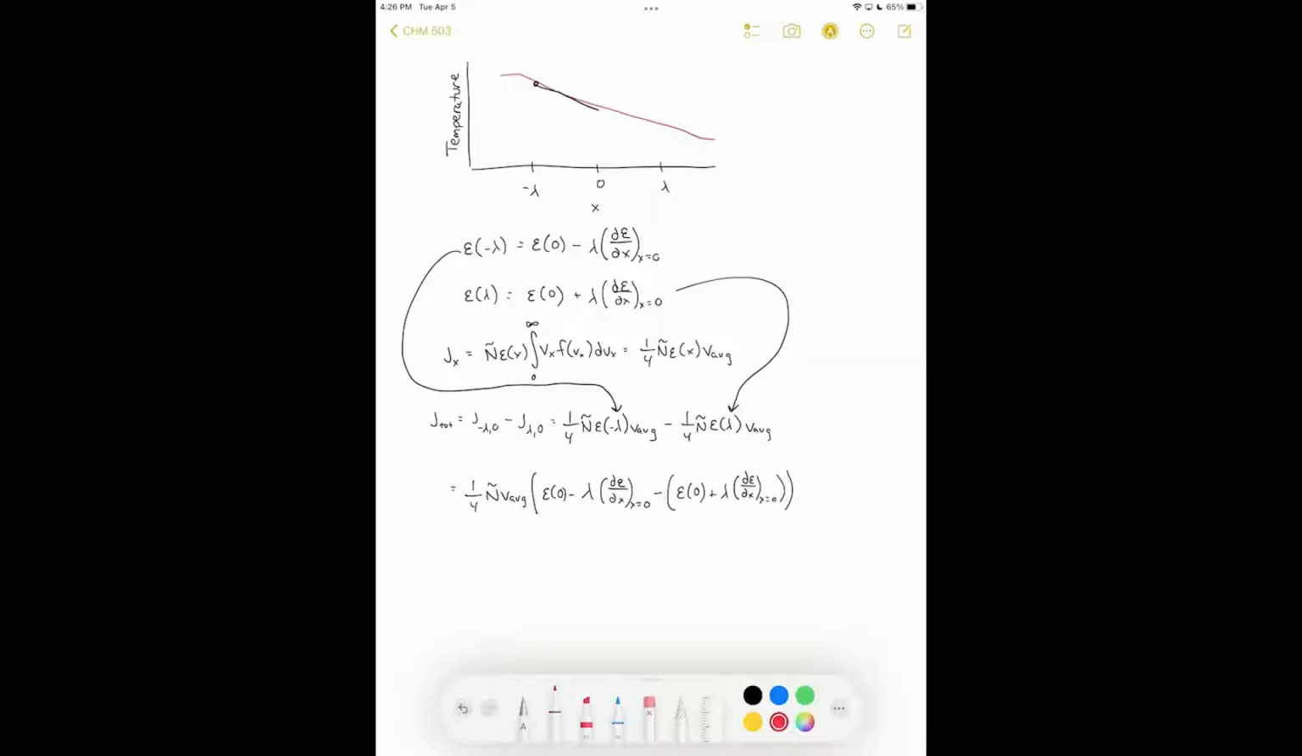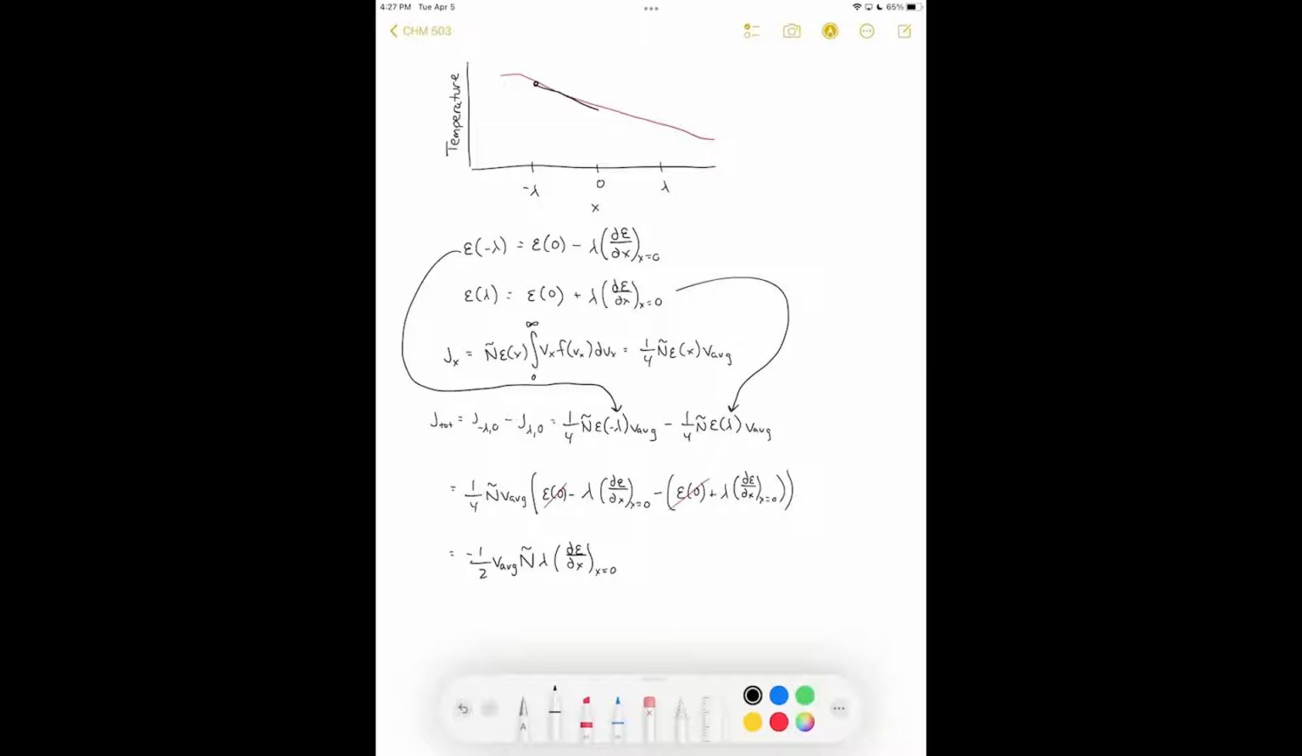Here we can see that our energies at point 0 will cancel, and what we'll be left with is negative 2 lambda times the change in energy with respect to position. So pulling out the 2, we get minus 1/2 times the average velocity times the number density times the mean free path. And then we have the change in energy with respect to position at x equals 0.